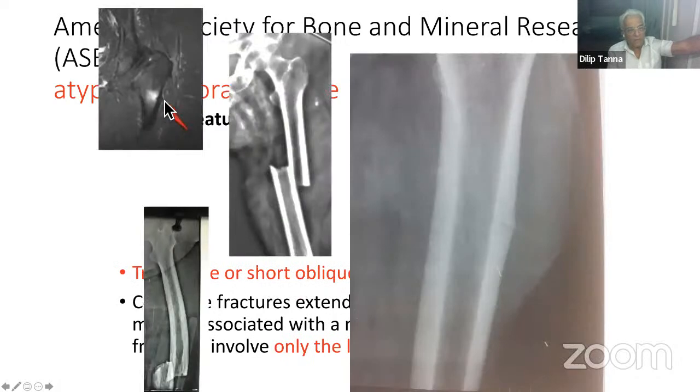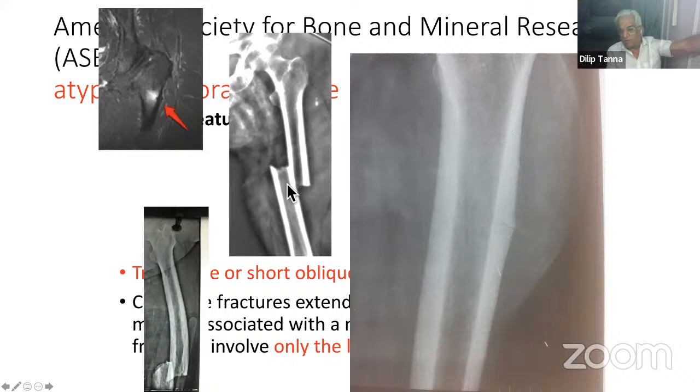Now, this is the one, it is the lateral cortex which is the fracture. It can be subtrochanteric right up to the distal femur. And all these are the fractures. You can see that there is a lateral cortex, and you can see the thickening of the bone. If you are lucky to pick it up at this stage, the patient is lucky for that.